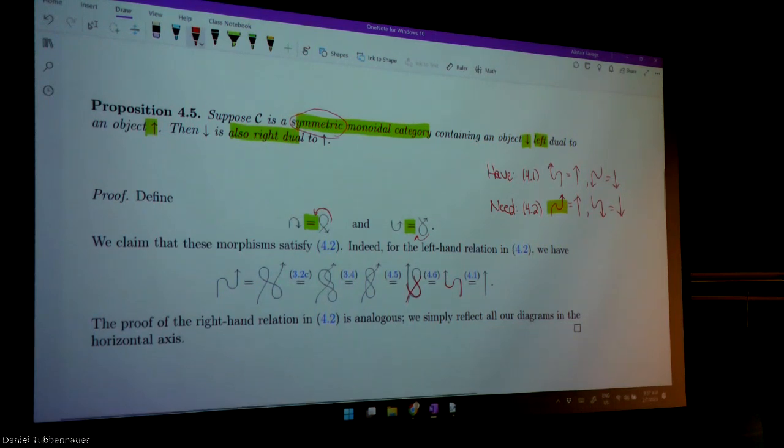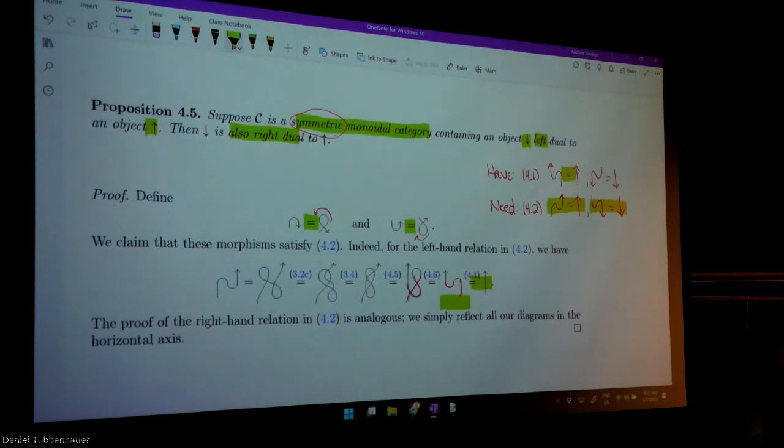And now what I've ended up with is this zigzag, but now it's got the left caps and cups, and that's part of what we had. So now that's equal to the identity strand. Right, so you see all we had to use was this definition of the right cap and cup and things that are true in any symmetric monoidal category. But of course, this only works in a symmetric monoidal category because we had to have crossings in these various relations. So we proved this left-hand side of 4.2.